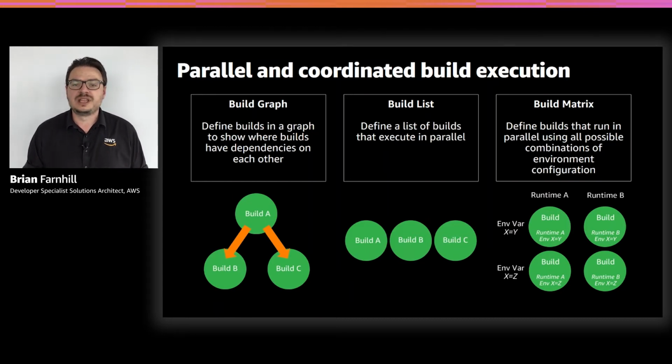The second option here is the build list. This is where I want to run a number of different builds in parallel. So again, I don't need to orchestrate running them all. I can define them very easily inside my build spec and let CodeBuild orchestrate that.